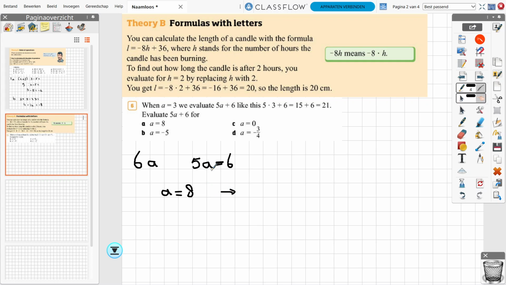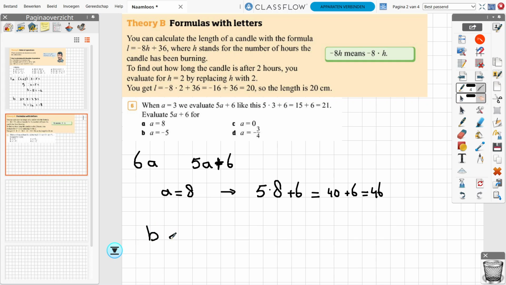So if I had 5a, and I don't know why I write down an equal sign here, of course this is plus, 5a plus 6, with a being 8, that means the 5 is still there and the a changes into 8. 5 times 8 plus 6. 5 times 8 is 40. It's getting late, I need a cup of coffee apparently. Plus 6, of course, still there, is 46.